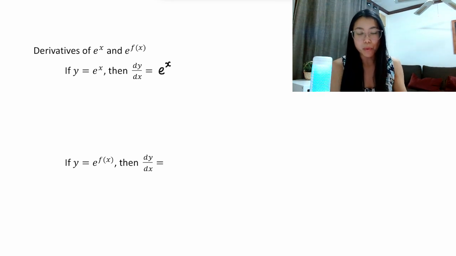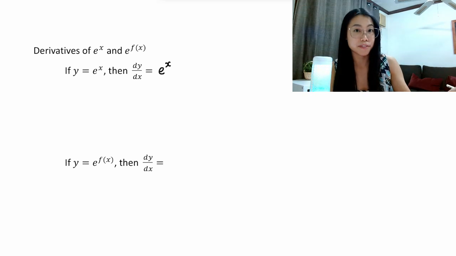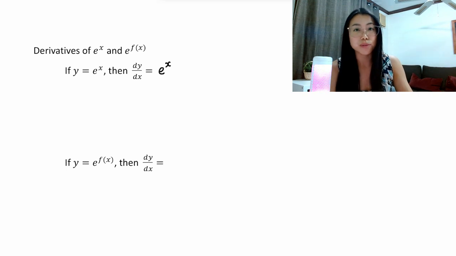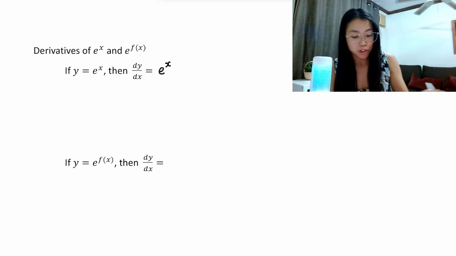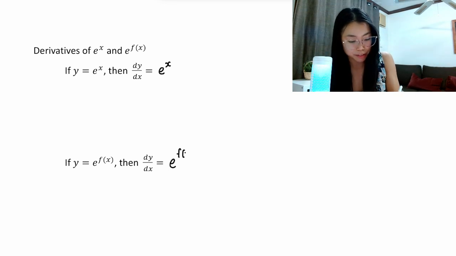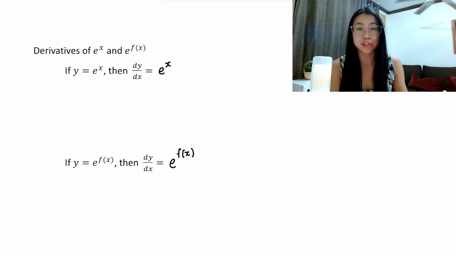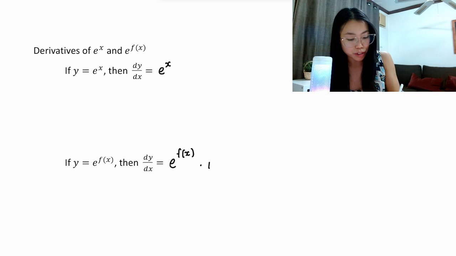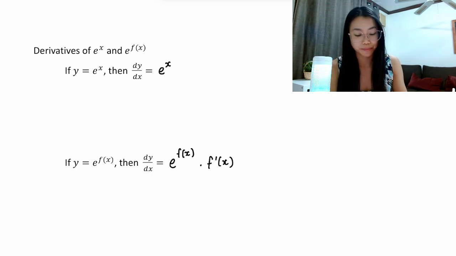Now, if I have y equals e to the power of f of x, where f of x is some other function, then essentially I want to apply the chain rule here. So we would take the derivative of the outside function. So the derivative of e to the x is just itself. And then I want to multiply by the derivative of the inside function.